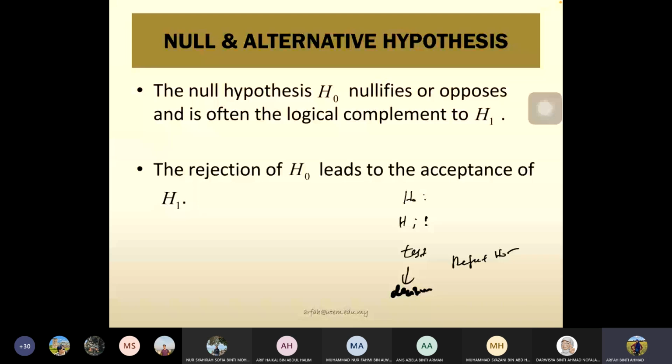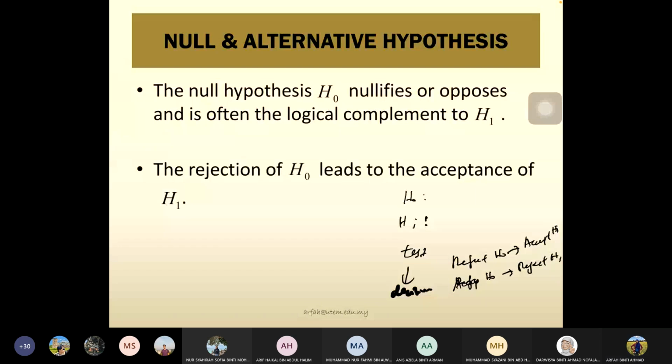And vice versa. If you accept H null, kita akan reject H1. Itu maksudnya. Sebab selalunya once bila kita buat conclusion, kita akan cakap reject H null or accept H null. Okay. Ini conclusion kita.